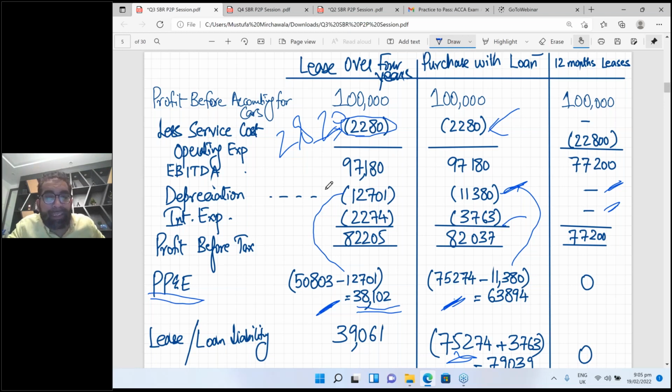But in option 3 there is no asset, so option 3 is good for asset turnover. Think over it. Similarly, in options 1 and 2 there is a lease liability, so options 1 and 2 are not good for the gearing ratio. But in option 3 there is no liability, so option 3 is good for the gearing ratio as well.